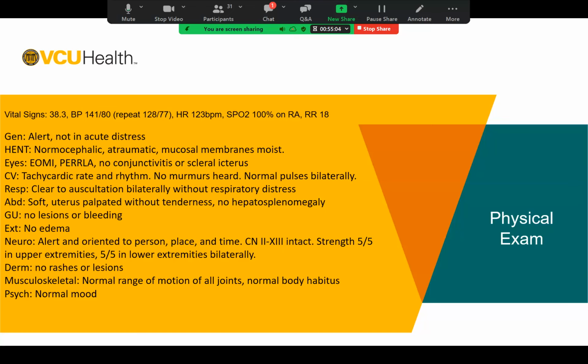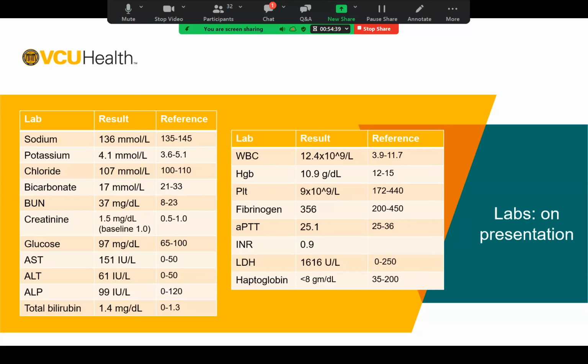On exam, her vitals were noted for a temperature of 38.3. She had a blood pressure of 141/80, but repeated was 128/77. Heart rate was tachycardic at 123, and she was satting 100% on room air with a respiratory rate of 18. For her physical exam, nothing actually terribly remarkable on here other than having a soft uterus that was palpated without tenderness, and notable that she had tachycardic rate and rhythm, but nothing else that was noted on exam.